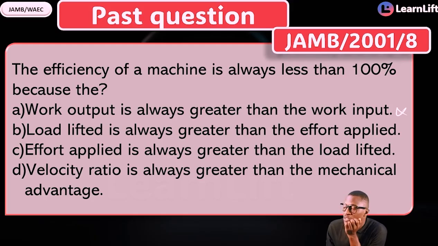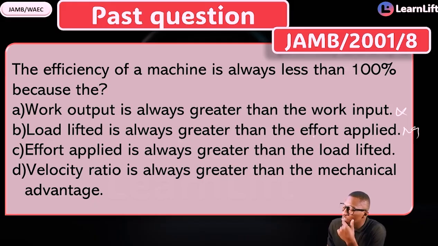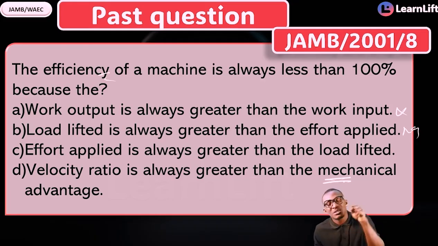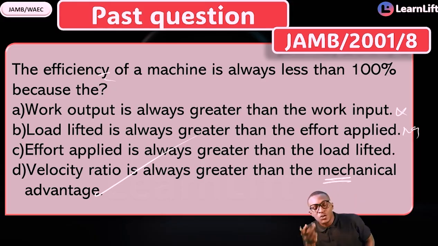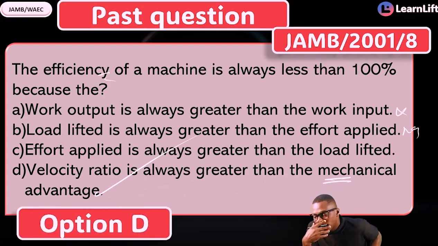Option B says load lifted is always greater than what? Effort applied. This is for a machine. For you to be a machine, the load is always greater than the effort. Now option C says effort is always greater, but they're asking for efficiency. Look at option D. Velocity ratio is always greater. Why? Because mechanical advantage is always affected by friction. So making option D become the answer. Mechanical advantage is always affected by friction. That is why velocity ratio is always greater. Normally, in an ideal machine, both of them are the same. Making option D become the answer.